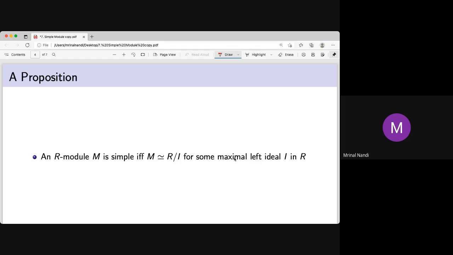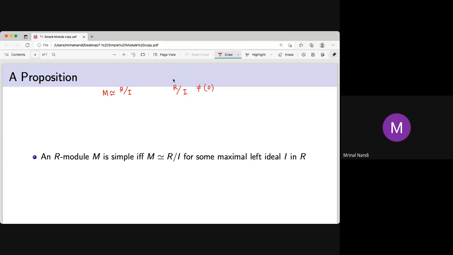So what is the proof? The proof is not trivial, but it is easy. Suppose, one way, you choose M isomorphic to R mod I for some maximal ideal I; we take the right hand side. Then what happened? You know that R mod I is not equal to 0 because I is maximal. Since it is maximal, I is not R, but it is maximal. What is the meaning of maximal? There are no other left ideals between R and I.